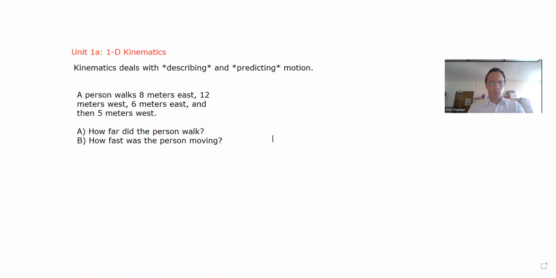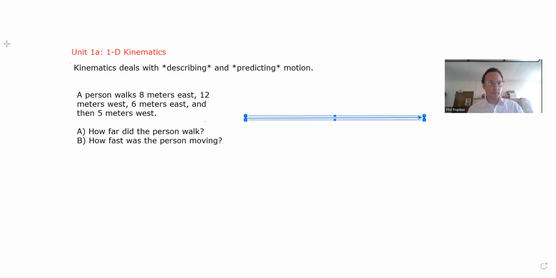All right, so we have a description of an object moving just east and west. That means the object is moving along a line. It's moving in one dimension. And one-dimensional kinematics is exactly what we need to describe what's going on here. Now, I'm going to start by drawing a little picture of what's happening.